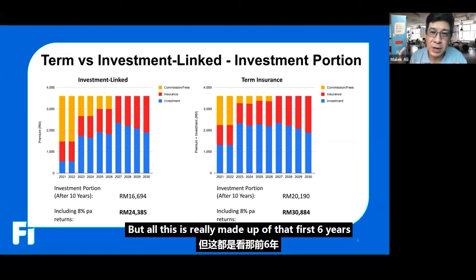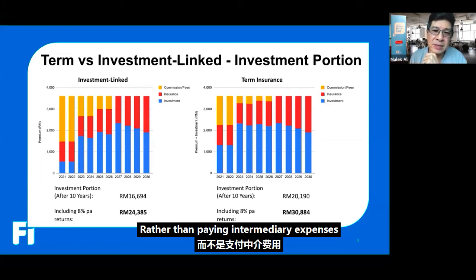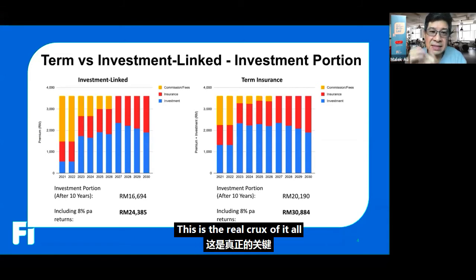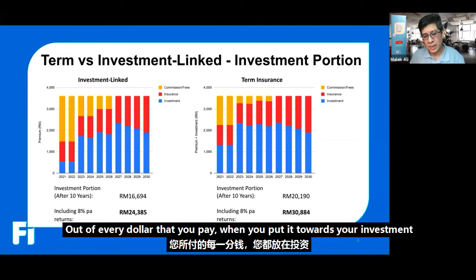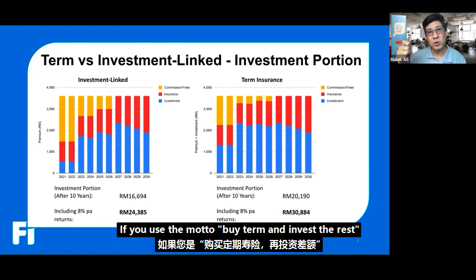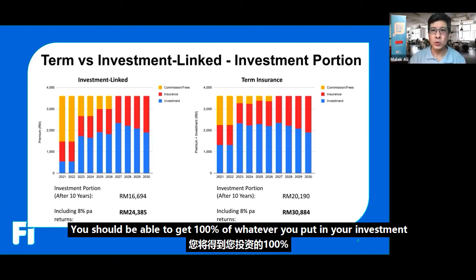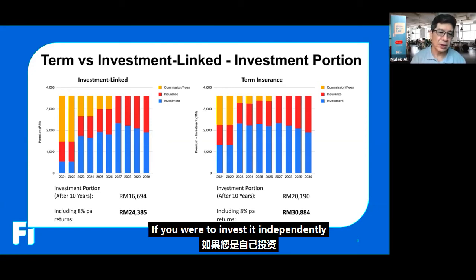But all this is really made up of that first 6 years where you are actually putting more towards your investment rather than paying intermediary expenses. This is the real crux of it all. Out of every dollar that you pay towards your investment, in the first 2 years, 60% of that is being allocated towards intermediary costs. And really, we don't want that. If you use the motto buy term and invest the rest, essentially anything you put towards your investment, you should be able to get 100% of whatever you put into investment if you were to invest it independently.